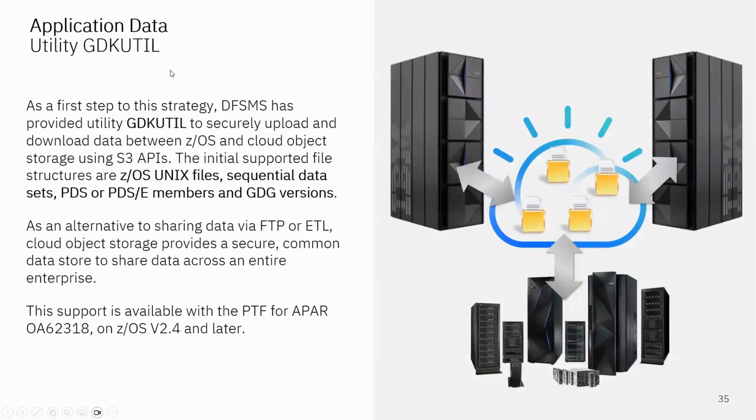And you say, well, when I want to try using this, I don't necessarily want to have to write a program or an application to do that. So as I said earlier, at the beginning, we provided a utility called GDK-util. Think of it as an IEBGENER. So instead of sending your sequential data to disk or tape, it allows you to send your sequential data to object storage, whether that's USS Unix files, PDS, PDSE members, GDG versions. It's an alternative to an FTP or an ETL, or maybe using NAS storage.